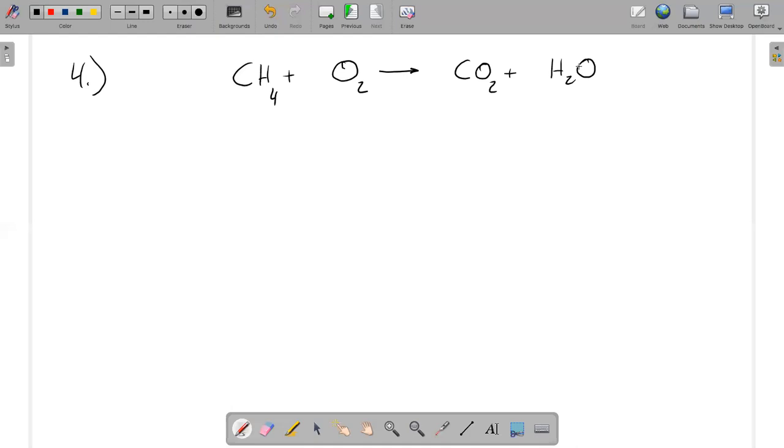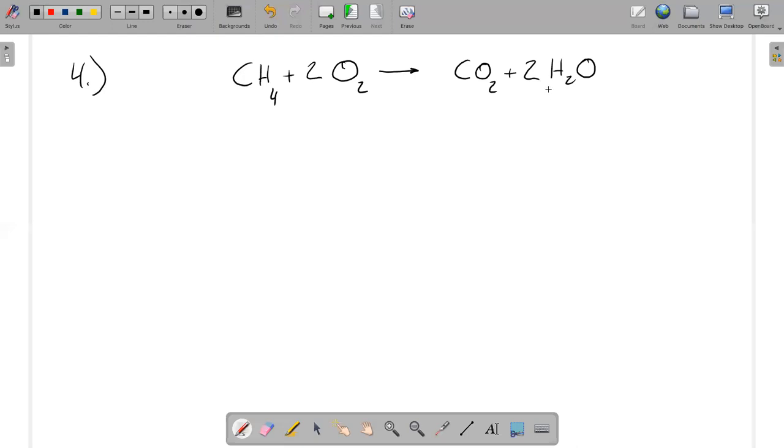All right, so that's the equation. All combustion reactions, the products are CO2 and H2O. And this equation is not balanced to start out. So you've got to put a 2 in front of the H2O and a 2 in front of the O2. So now there's 1 carbon on each side, 4 hydrogens on each side, and 4 oxygens on each side. So the ratio is 1 to 2 to 1 to 2. For every 1 methane, you need 2 oxygens, and you get 1 carbon dioxide and 2 water vapors.